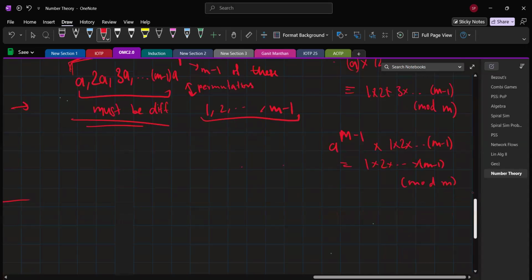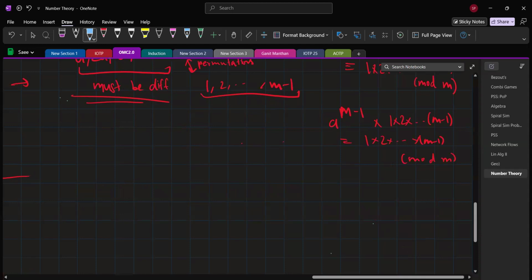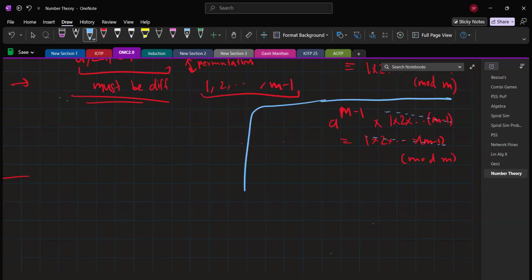But then we can just cancel this off. Why can we cancel this off? Because, this is the important part, we can cancel this off because m is a prime. So all numbers smaller than m will have GCD 1. Exactly. This is the main part where we use that m is a prime.